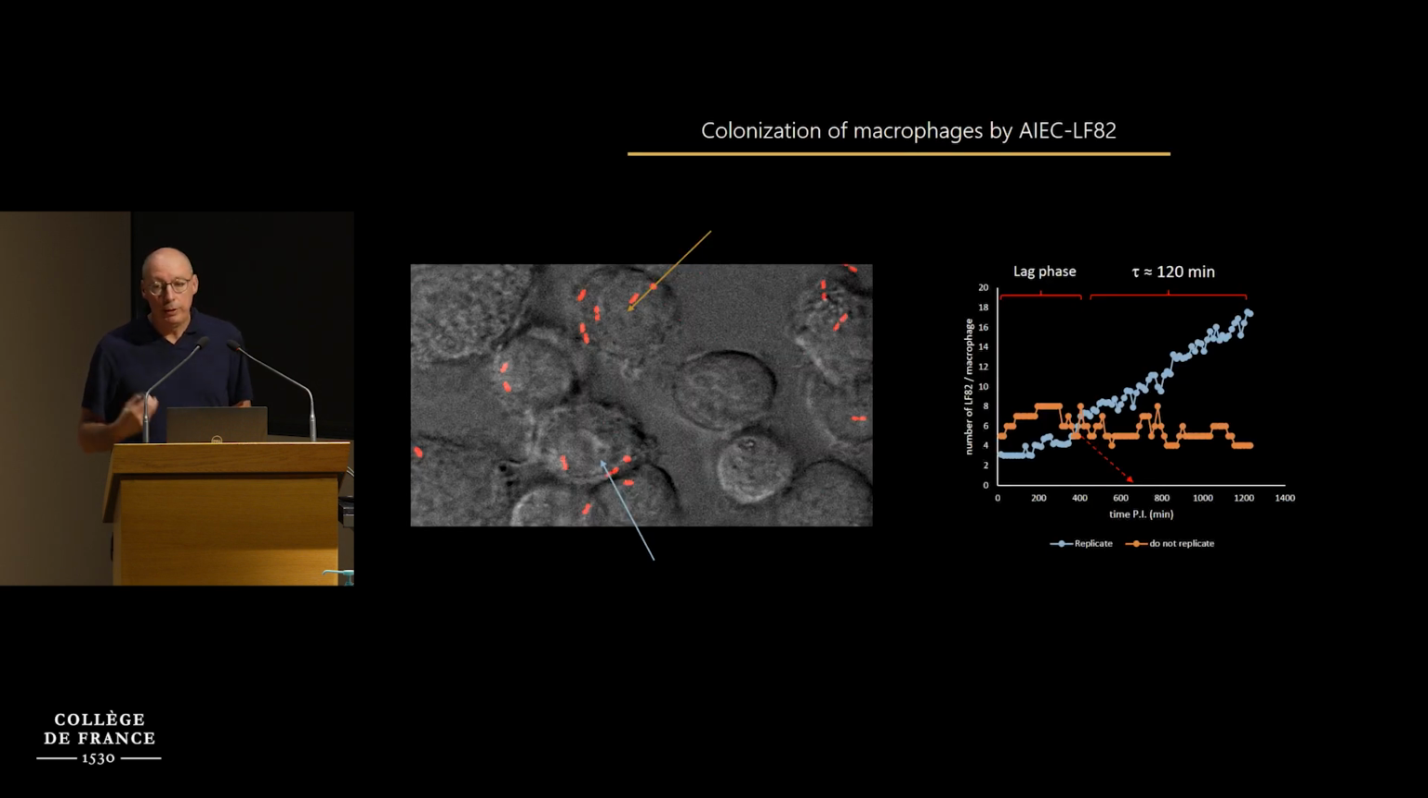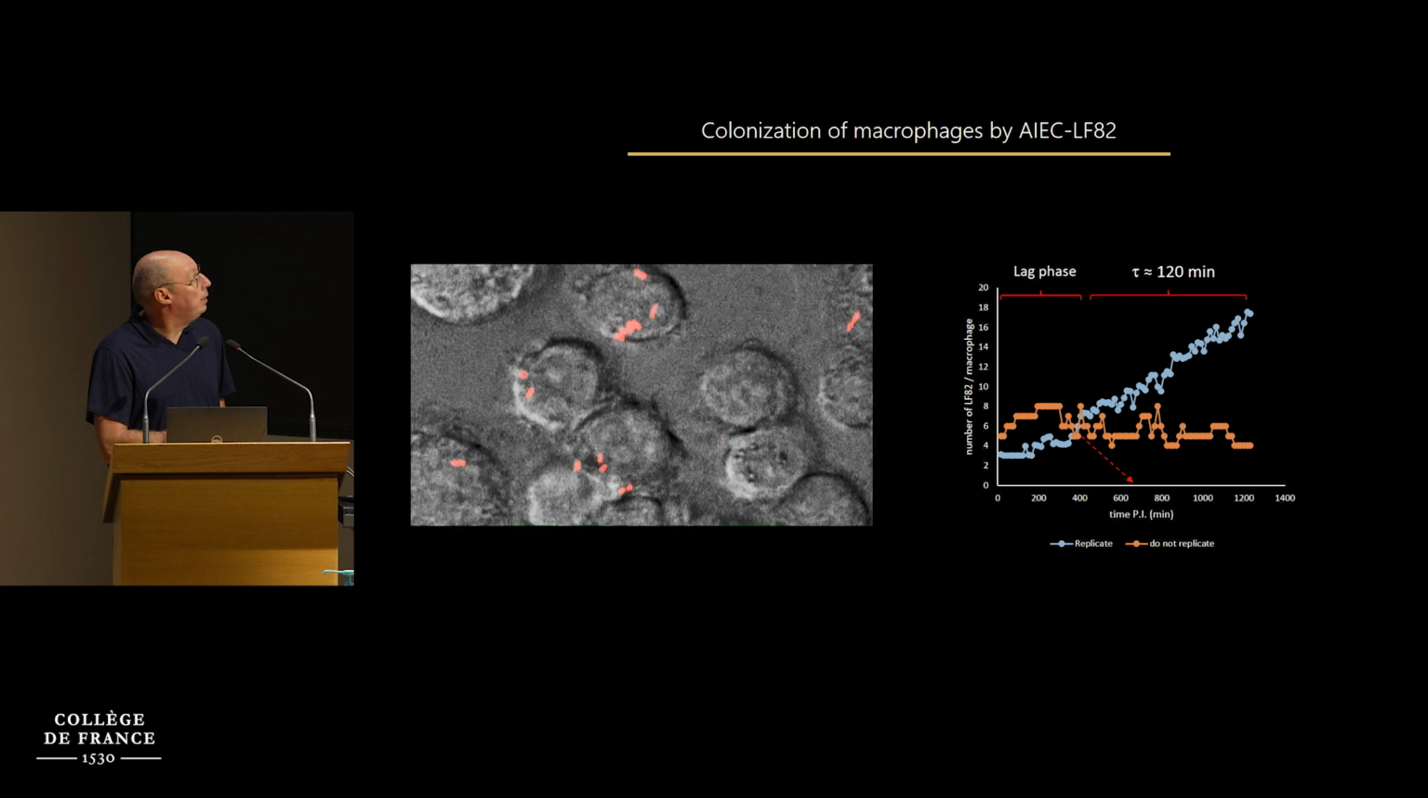In the lab, we are interested in this survival step and multiplication step in the macrophage, and this movie will illustrate what is happening. AIEC are not very strong pathogens, so usually they don't kill the macrophage. They don't detoxify their environment. They just try to survive and make small colonies. So the movie is here.